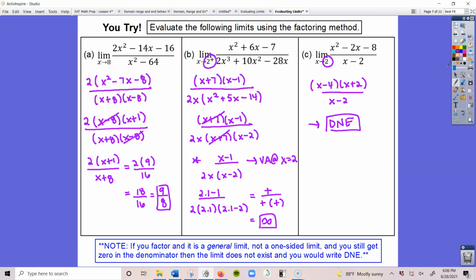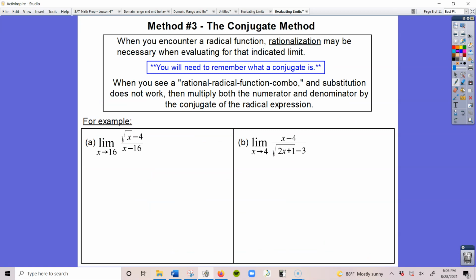Moving on to our final method, which is the conjugate method. Now, the only time that you really need to use the conjugate method is when direct substitution does not work and factoring will not work, which is normally because you have a radical in your function. So here you see how we have x is approaching 16. But if I plug in 16, the denominator would be 0. So that means I can't use direct substitution. But if I try to factor, this square root prevents me from factoring. So I have to use this conjugate method.